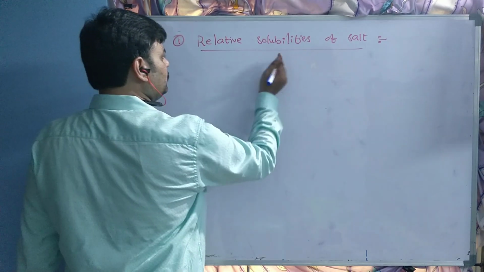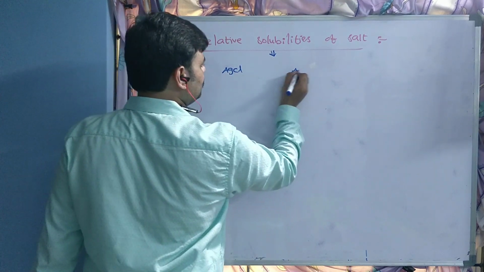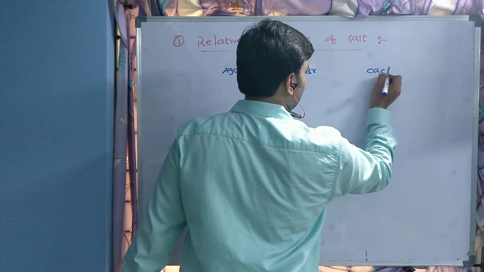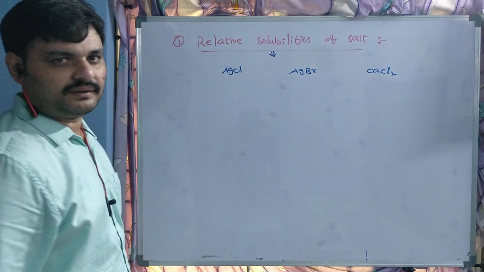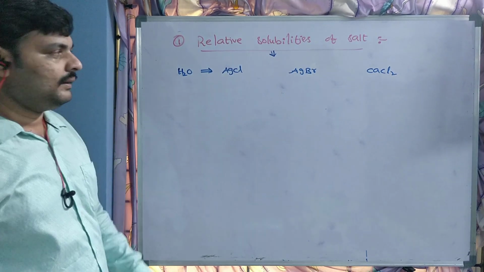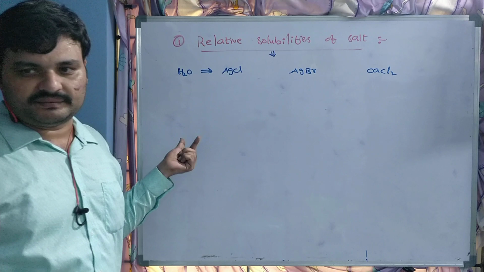So, suppose here I am going to take 3 different salts, AgCl, AgBr and CaCl2. I am going to take the 3 different salts and dissolve them in water. In the water, I dissolve the AgCl. In the water, I dissolve AgBr. In the water, I dissolve CaCl2.